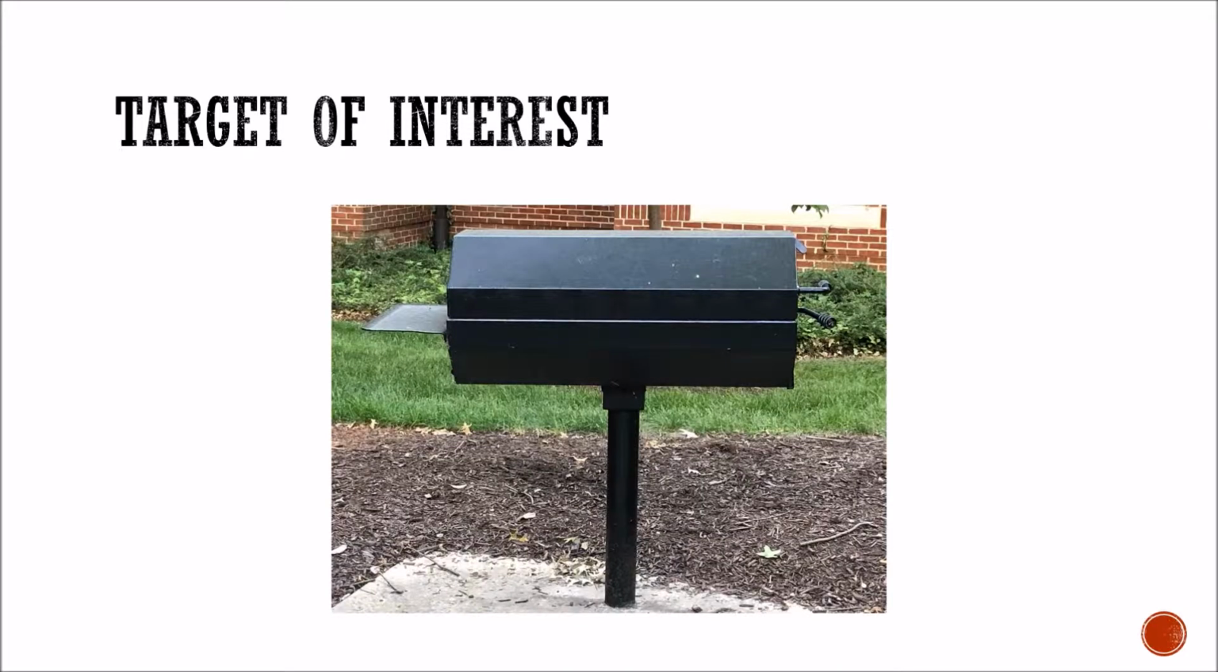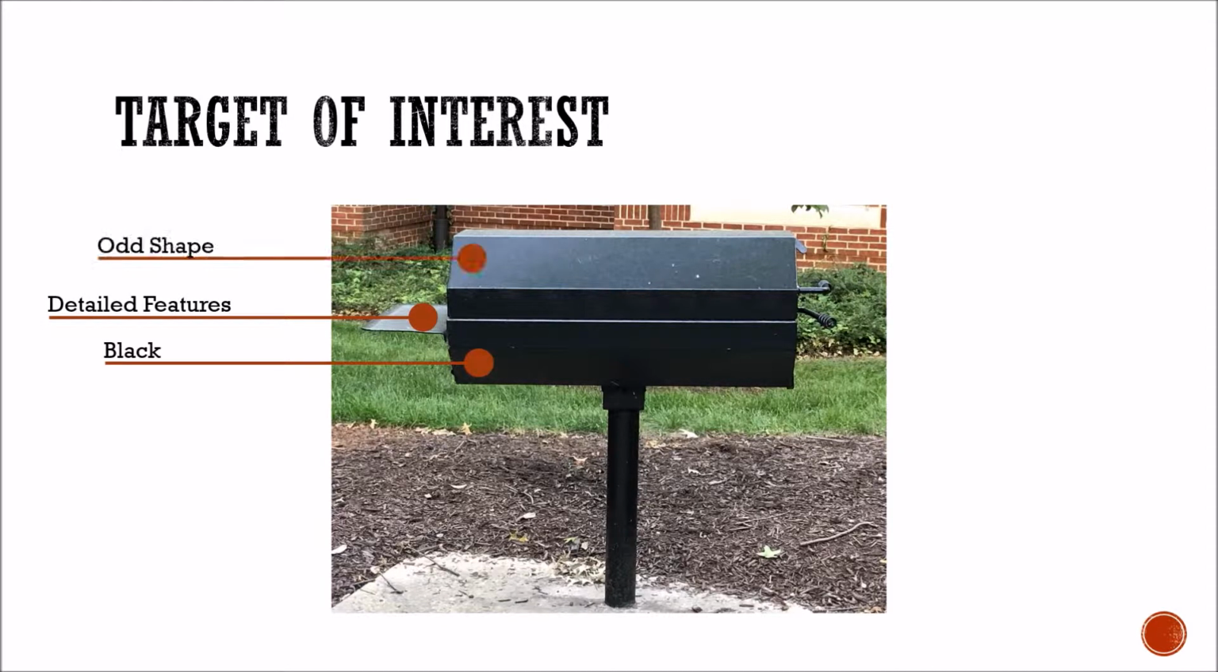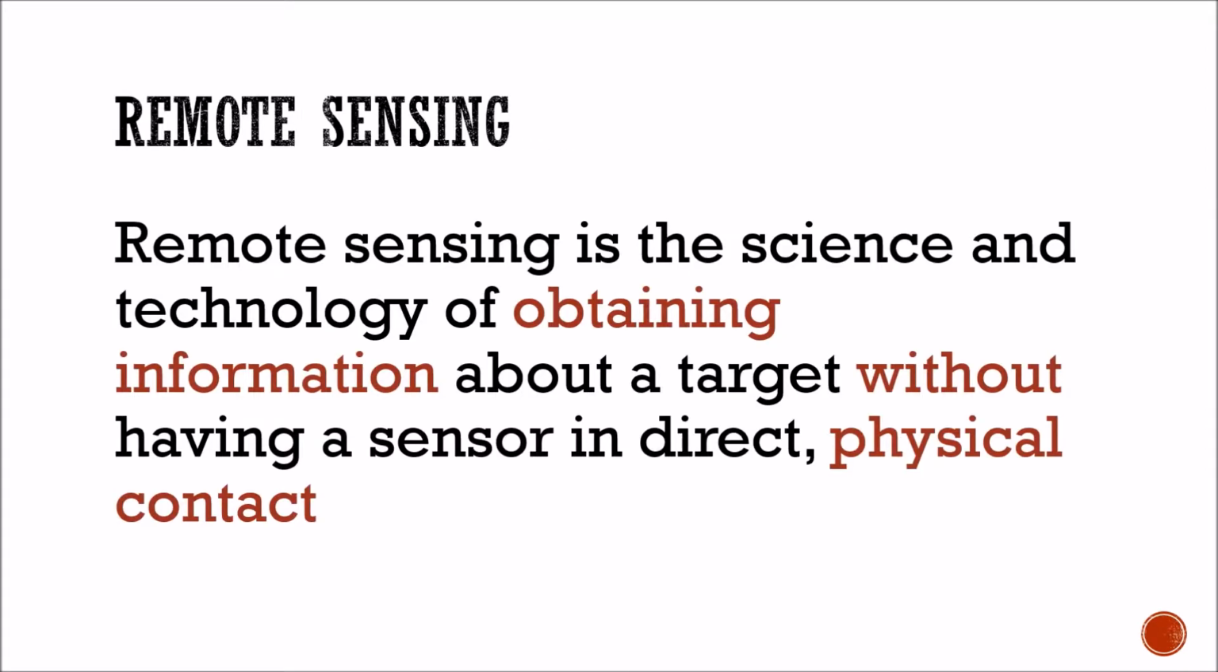My target of interest is an outdoor grill located behind the South Campus Commons 2 apartment building. I chose this target because of its interesting structure, ease of access, and it seemed like a challenge I'd like to tackle. Some key features include its fully black color, detailed features, and an odd shape that could reflect light in an unexpected manner. Before we can begin scanning our target of interest, we must first understand remote sensing.